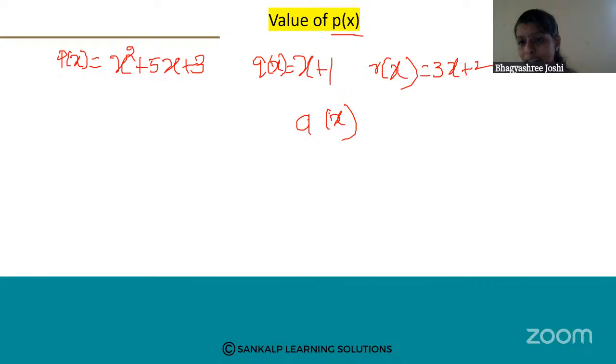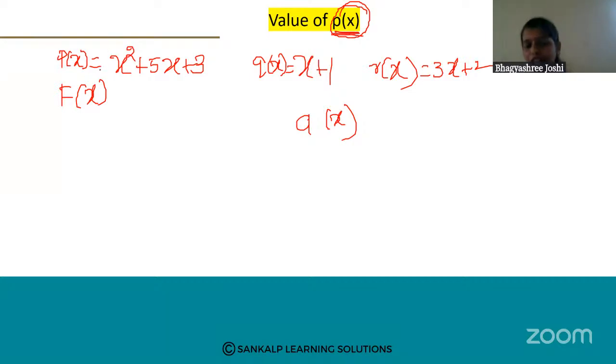It is also correct. That means, what is p of x? P of x is the name of that polynomial. It represents that polynomial, right? So when we write p of x, it represents this polynomial. It is the name of this polynomial. You can write this as f of x also, q of x also. Anything you can take.